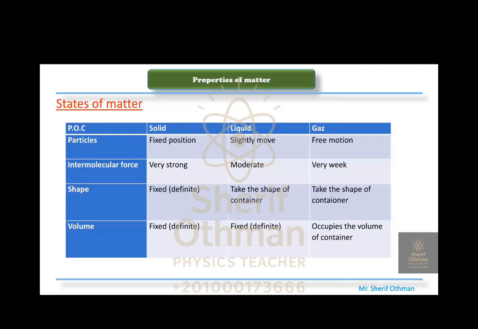States of matter. We have three different states of matter: solid, liquid, and gas. The difference between them is according to the motion and intermolecular forces. The particles of solid remain in fixed positions, but liquid particles slightly move, and gas particles have free motion. Intermolecular forces between the particles of solid are very strong; for liquid, moderate; and for gas, very weak.